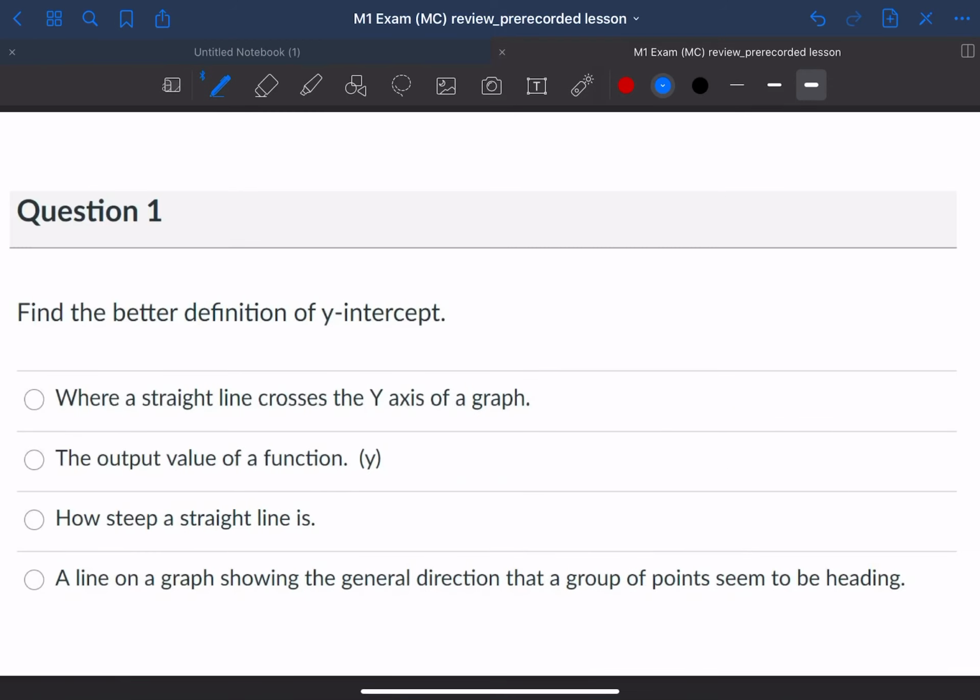First question is vocab. You will see 4 vocab questions. Find the better definition of y-intercept. What is the y-intercept? If we graph, that's where the straight line touches or crosses the y-axis of the graph, which means your first one is the definition of y-intercept, where a straight line crosses the y-axis of a graph.